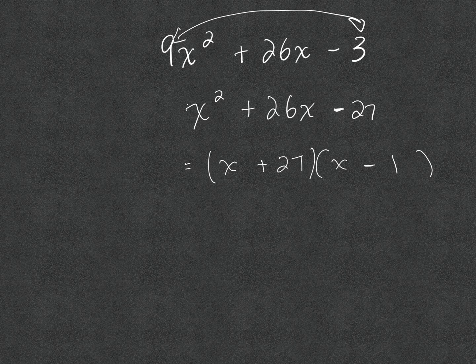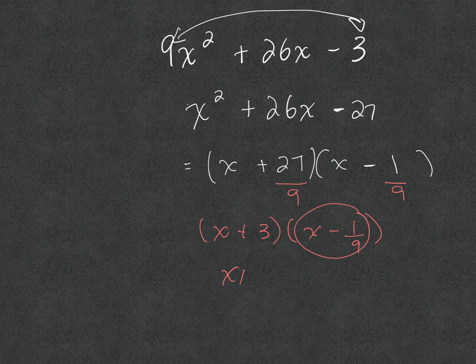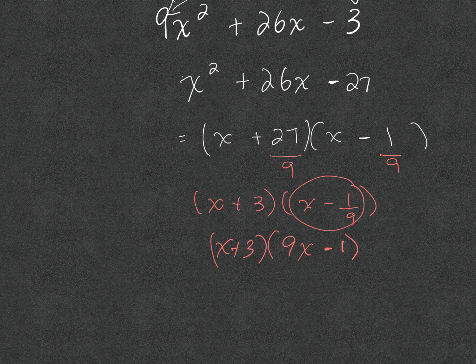Now, what do I do next? Next, I divide those constants by a. Divide by 9. Okay, so I'm going to get x plus 3 times x minus 1 over 9. Now what I want to do is multiply by 9 here, so I don't have a fraction. x plus 3 times 9x minus 1.